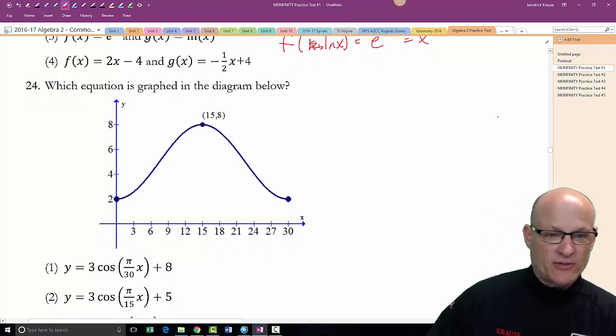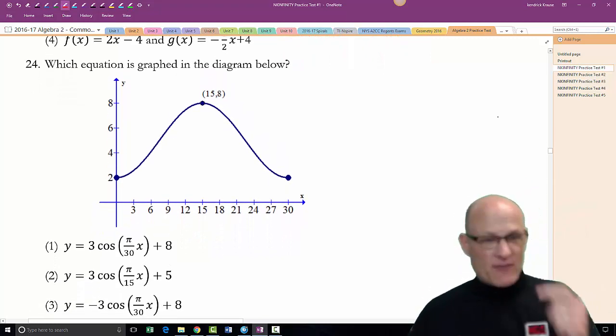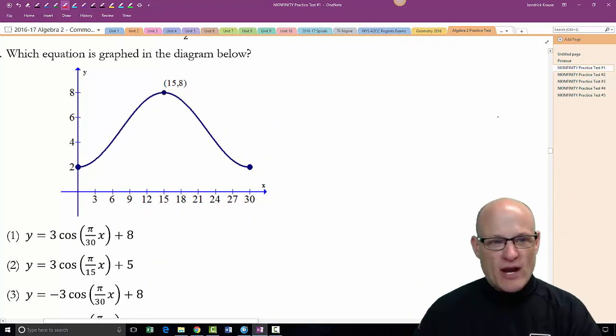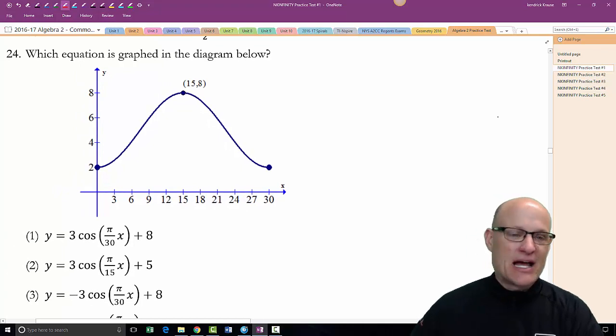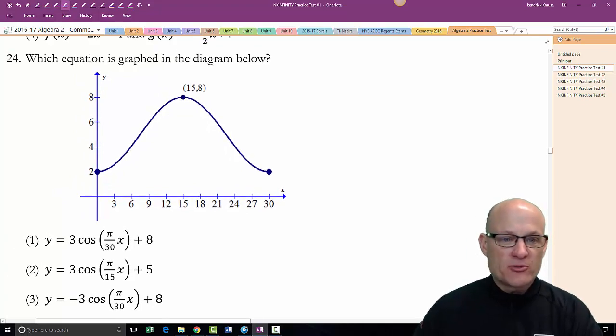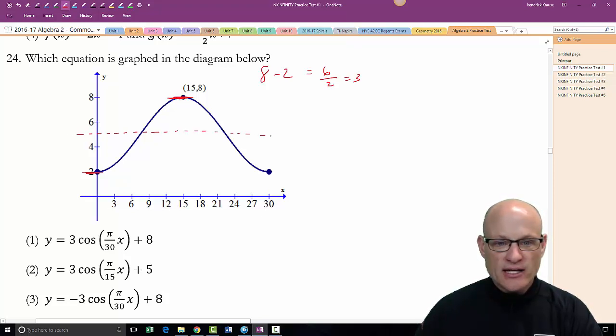All right, let's take a look at this one. First things first, whenever you want to figure out what kind of graph is being graphed, you have to find the midline. The midline is always halfway between the peaks. So that's 2, and that's 8. 8 minus 2 is 6. Divided by 2 is 3. So if I go down 3, I can find the midline.